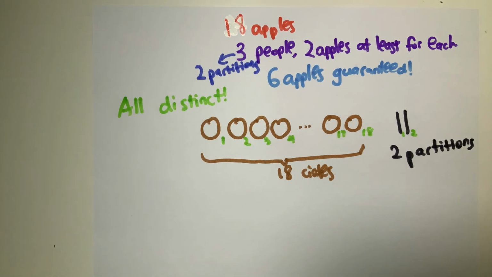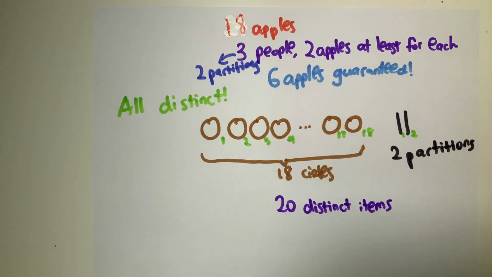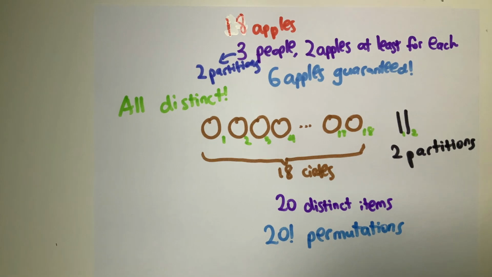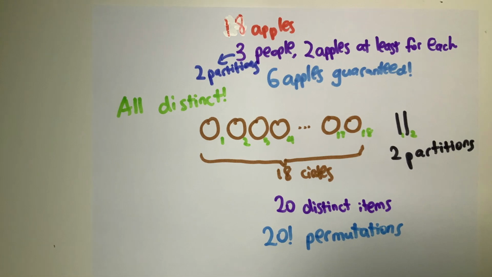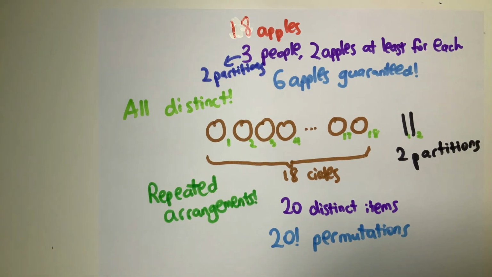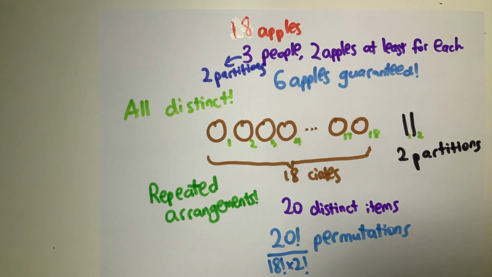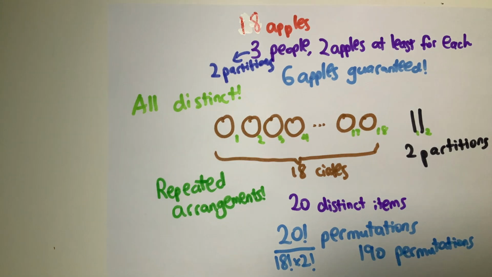By pretending that the 18 circles and the 2 partitions are all distinct, we can find the total number of permutations of these 20 items, which is 20 factorial. However, since we have repeated identical arrangements, we have to divide 20 factorial by the factorial of the number of apples and the number of partitions, giving way to 20 factorial over 18 factorial times 2 factorial, or 190 combinations.